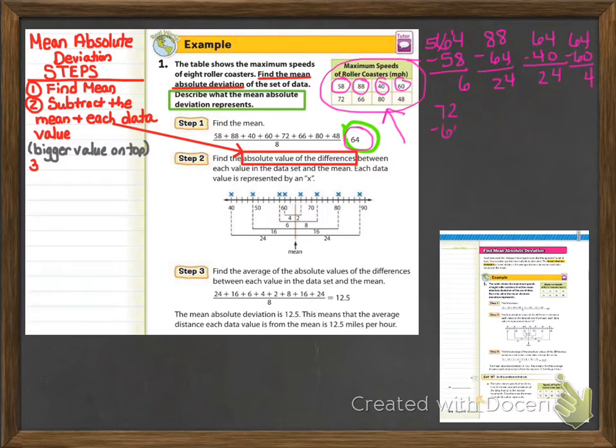72 minus 64. I get 8. Now I've got 66 minus 64. I get a 2. 80 minus 64. 16. And then my last one is 48. So I'm going to do 64 minus 48. And I get 16.